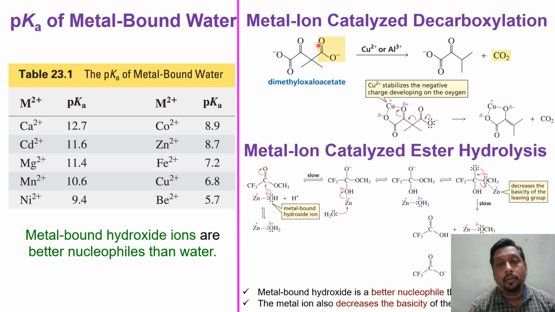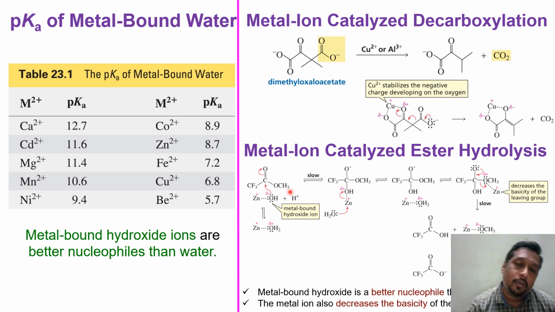One example, metal-ion catalyzed decarboxylation for the substrate dimethyl oxaloacetate in the presence of copper or aluminum as a catalyst. The reaction proceeds via decarboxylation of dimethyl oxaloacetate. The role of the metal is to stabilize the negative charge developing on the oxygen via decarboxylation.